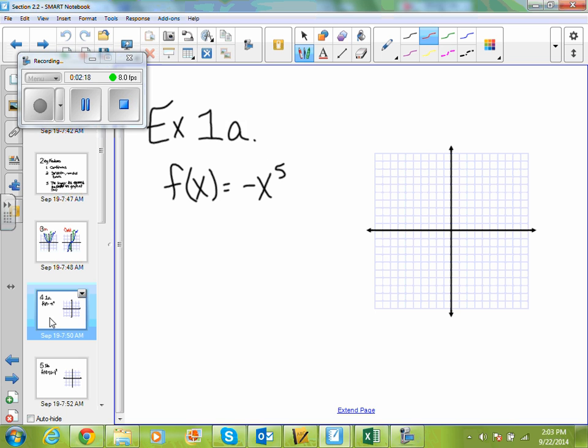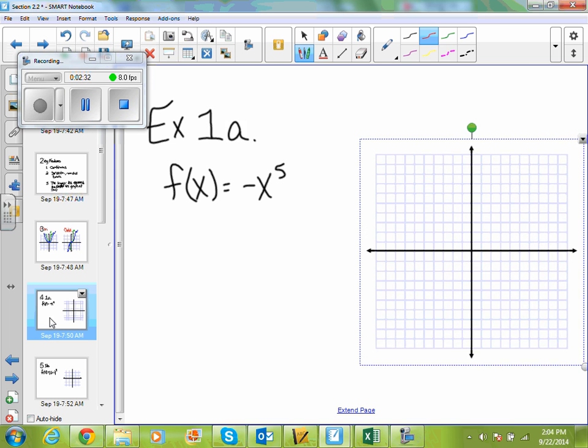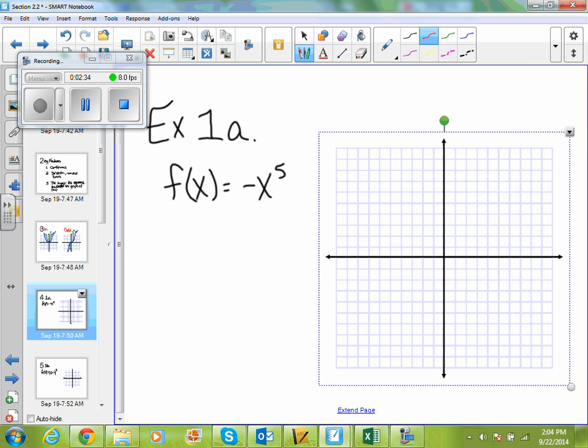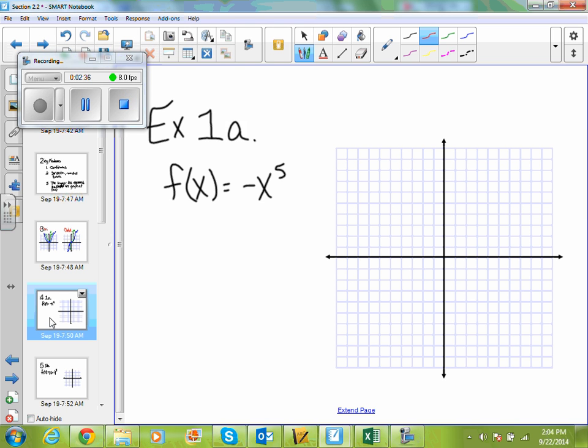Okay, so let's look at actually graphing some of these functions. We have f of x equals negative x to the 5th. We could make a table of values, or we could start with the information that we know about x cubed functions and what those look like. And we know that x to the 5th functions look very similar, with the exception that they are flatter at x equals 0. So we know it's going to be flatter at x equals 0.